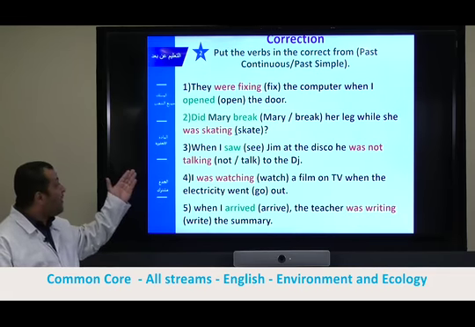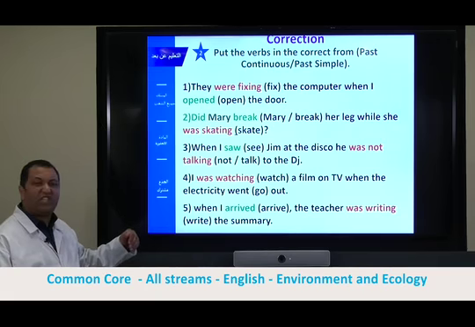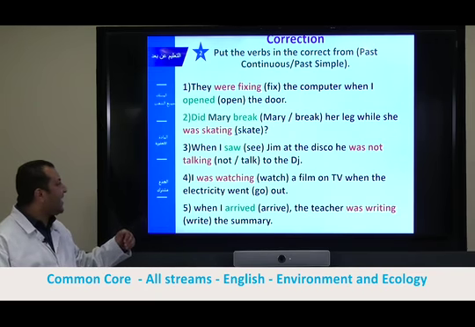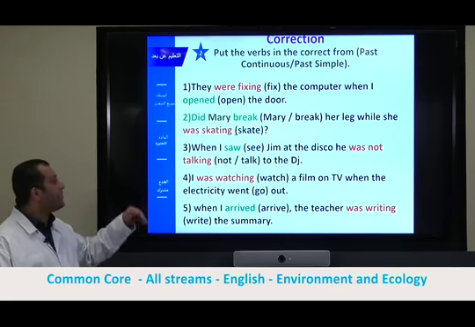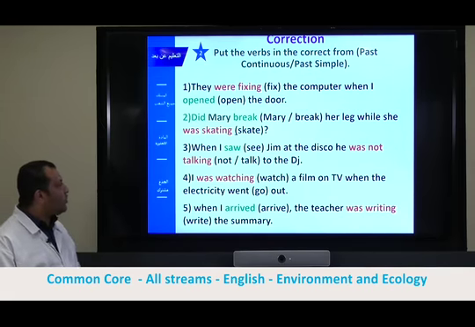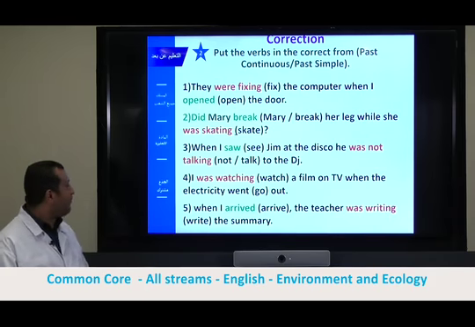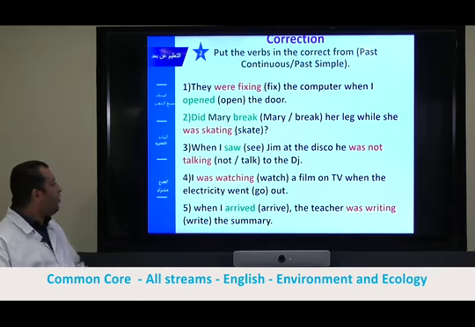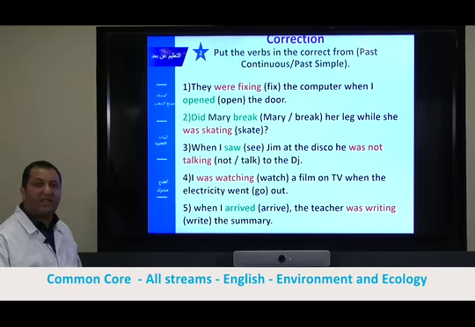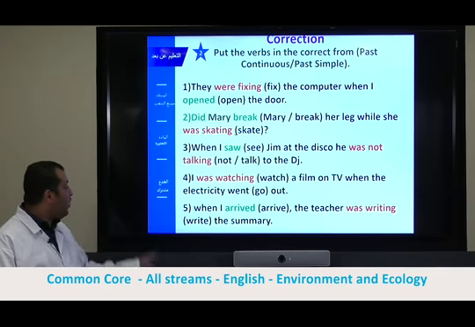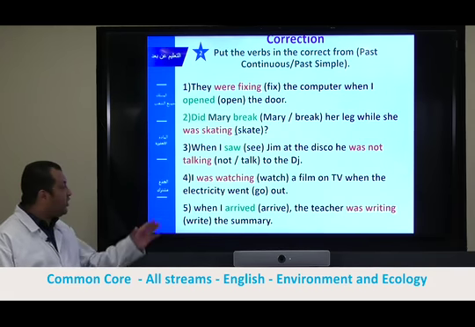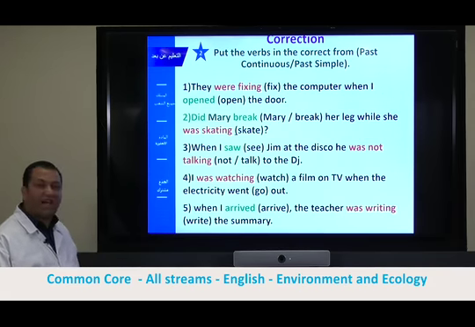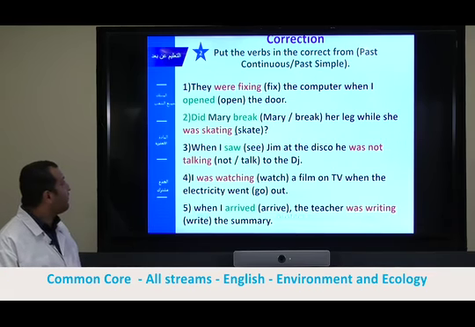Number 3. When I saw Jim at the disco, he was not talking to the DJ. Let's repeat. When I saw Jim at the disco, he was not talking to the DJ. Number 4. I was watching a film on TV when the electricity went out. Number 5. When I arrived, the teacher was writing the summary.